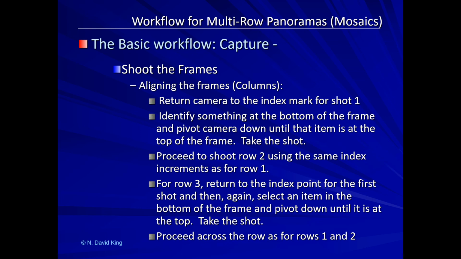For row 3, return to the index point for that first shot in row 2. And then select an item at the bottom of the frame, pivot down until it's at the top of the frame, take the shot, and proceed across the row as you did for rows 1 and 2. It's really pretty simple to do. And once you've done it a few times, you'll be surprised how fast you can whip off one of these, particularly if you're not crazy and are not shooting 20 or 30 frames.